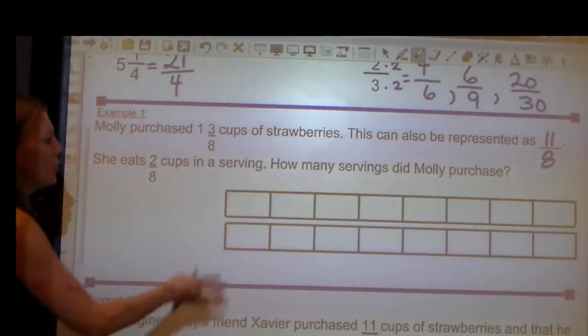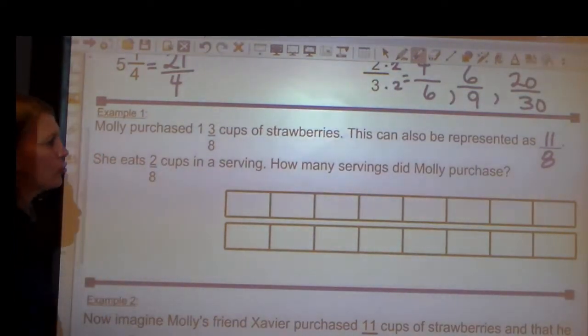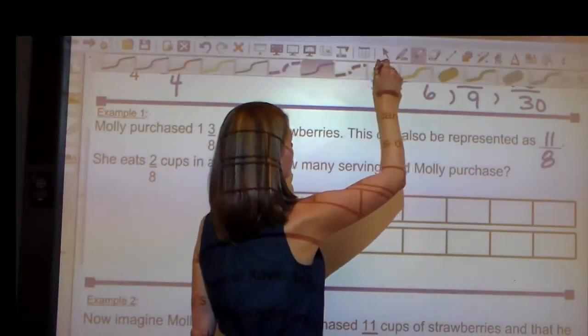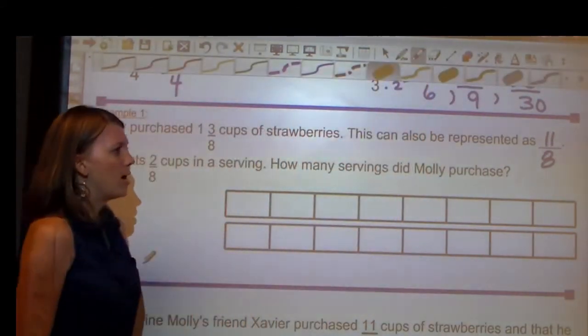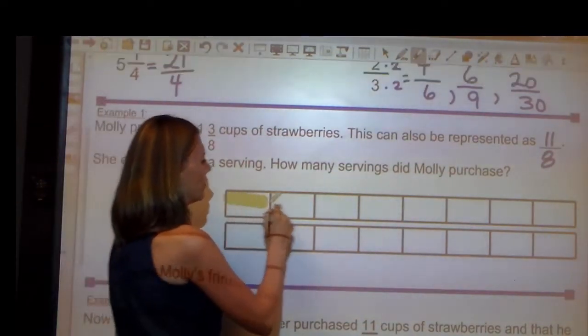So we're going to go ahead and do a visual for the strawberries. I'm going to shade in 11/8. Because that's an improper fraction, I'm going to have 2 rows. My first row is going to be 8/8.